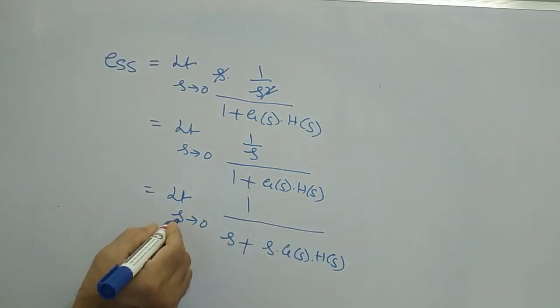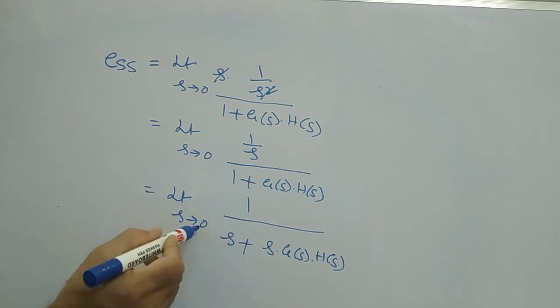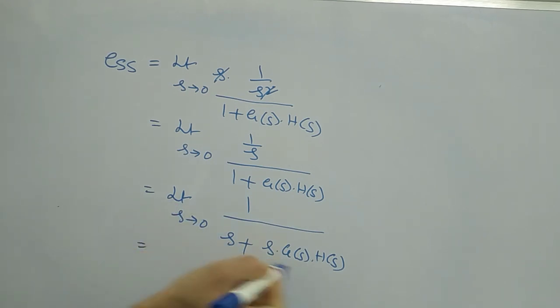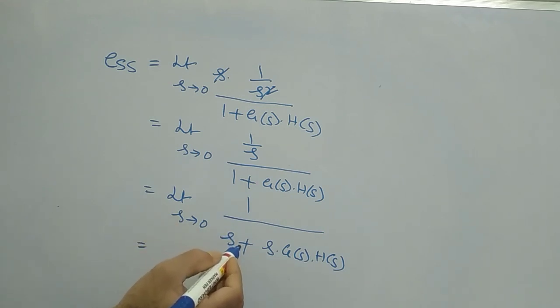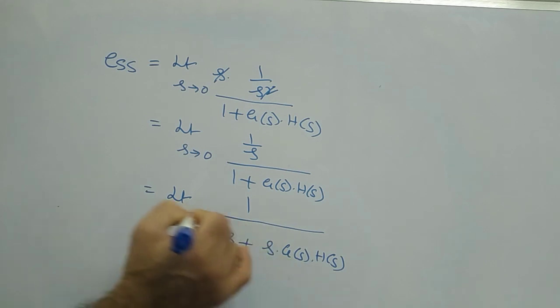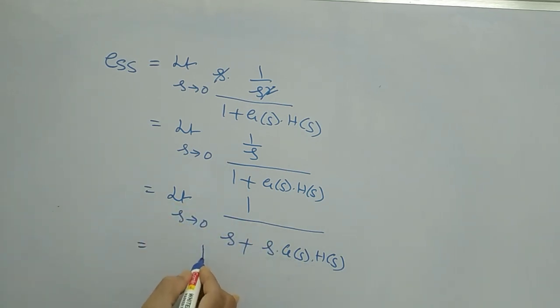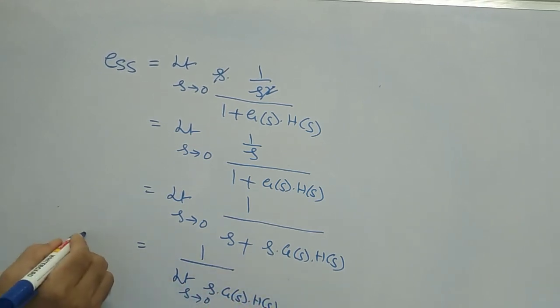Now apply the limit, limit s tends to 0. As s tends to 0, s will become 0. Then what remains? For the second term, you need to apply the limit. That means 1 by limit s tends to 0 of s into G of s into H of s. This will be your ESS.